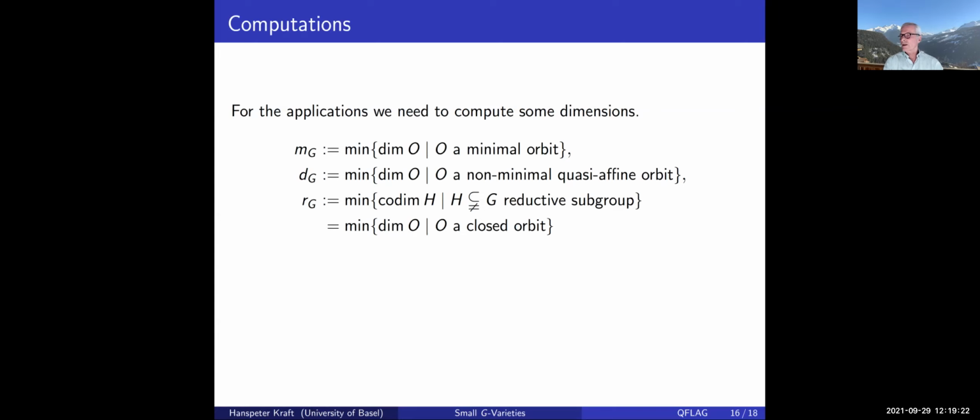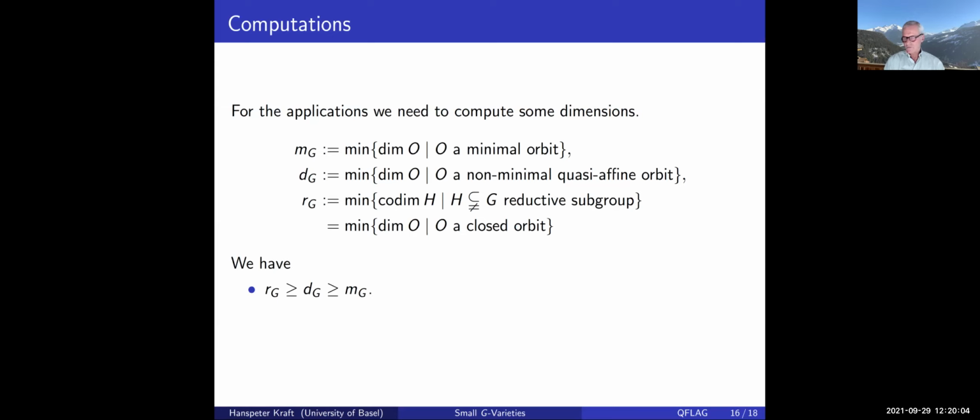quasi-affine, of course, because we are only interested in orbits showing up in affine varieties. And finally, there are always the reductive ones, the closed orbits. You might remember a closed orbit is always of the form G modulo a reductive group. So we also need Rg, the codimension of a reductive subgroup, the minimal one again. So this is the minimal dimension of an orbit of the form G mod H, where H is a reductive subgroup. So this is the minimal dimension of a closed orbit. So Mg, Dg, Rg. Now, what do we know?